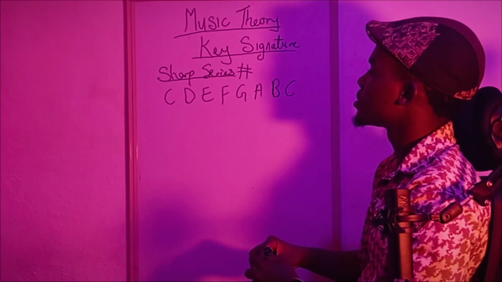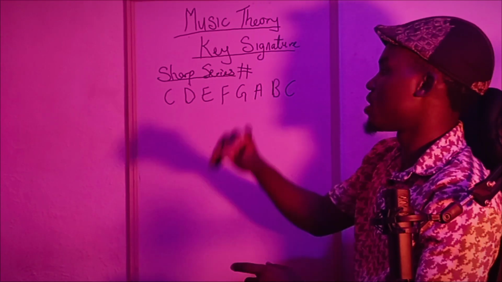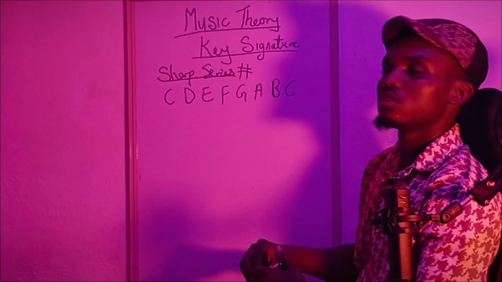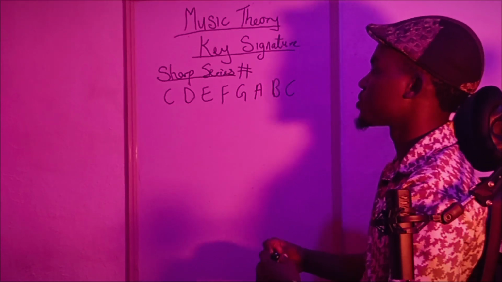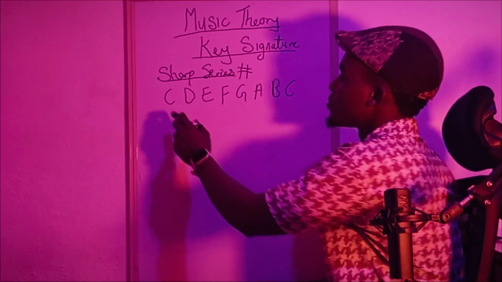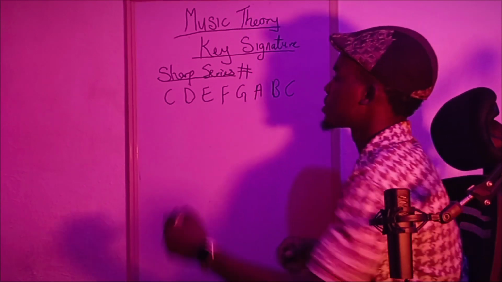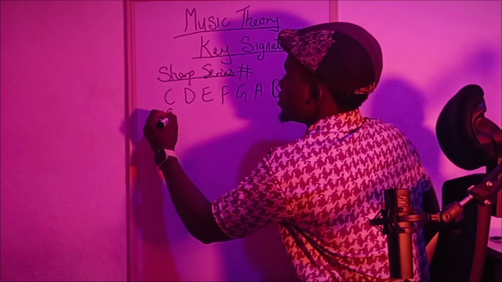Okay, for the sharp series, we use the circle of fifth to derive the next key. So with the circle of fifth, we are going to count 5 and move to the next key. So we have 1, 2, 3, 4, 5. So the next key of the sharp series is going to be G.